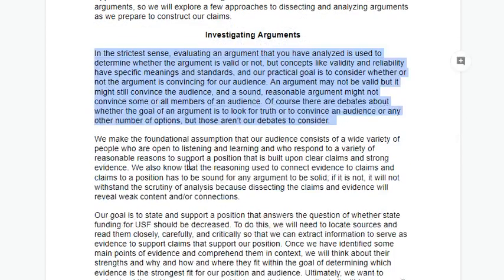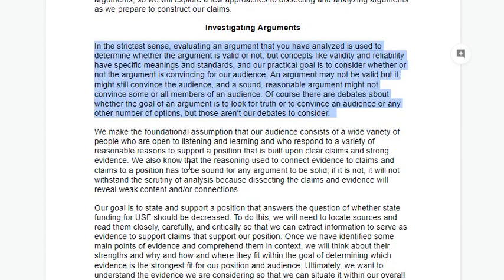Investigating arguments. In the strictest sense, evaluating an argument that you have analyzed is used to determine whether the argument is valid or not, but concepts like validity and reliability have specific meanings and standards, and our practical goal is to consider whether or not the argument is convincing for our audience. An argument may not be valid, but it might still convince the audience, and a sound, reasonable argument might not convince some or all members of an audience. Of course, there are debates about whether the goal of an argument is to look for truth or to convince an audience or any other number of options, but those aren't our debates to consider.